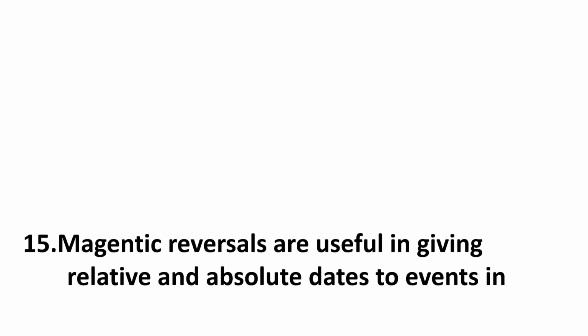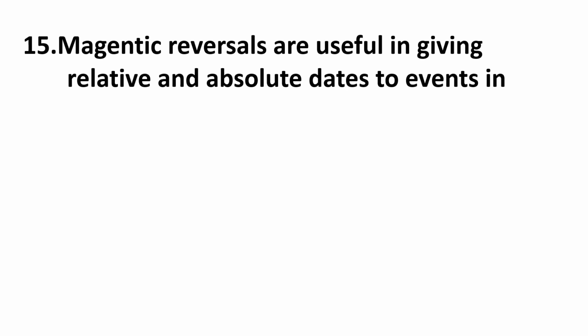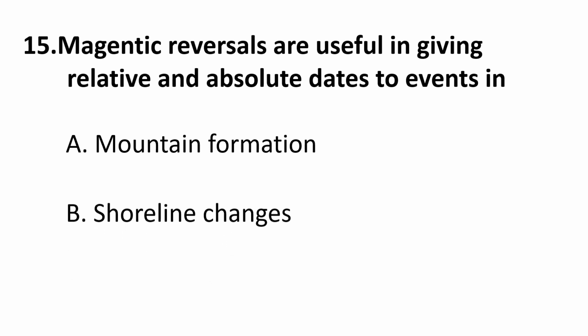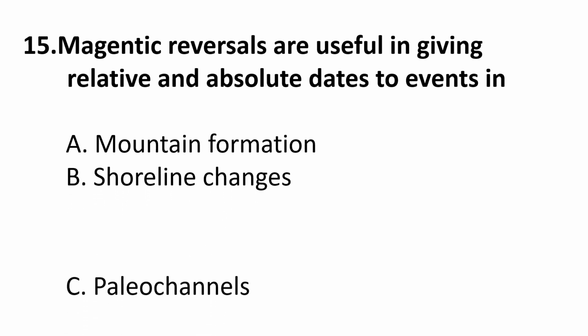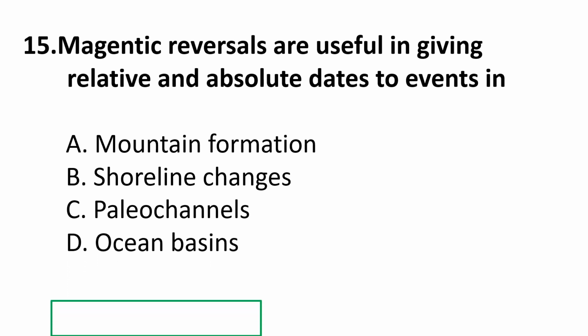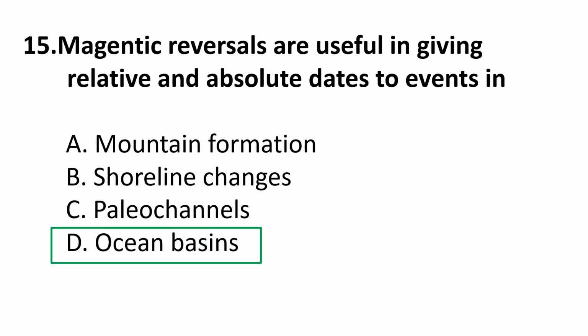Coming to the 15th question. Magnetic reversals are useful in giving relative and absolute dates to events in A, mountain formation, B, shoreline changes, C, paleo channels, D, ocean basins. The correct answer is D, ocean basins.